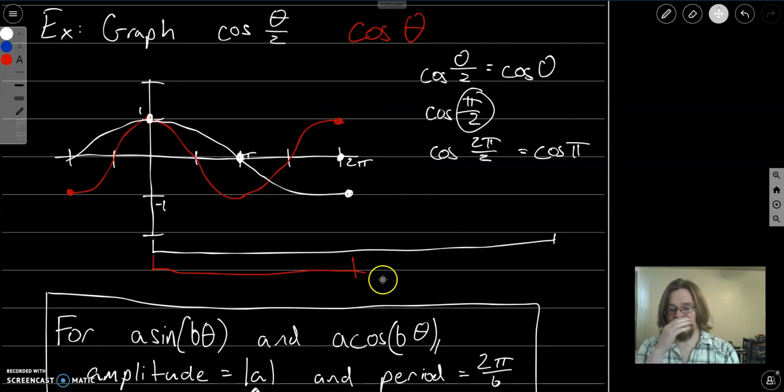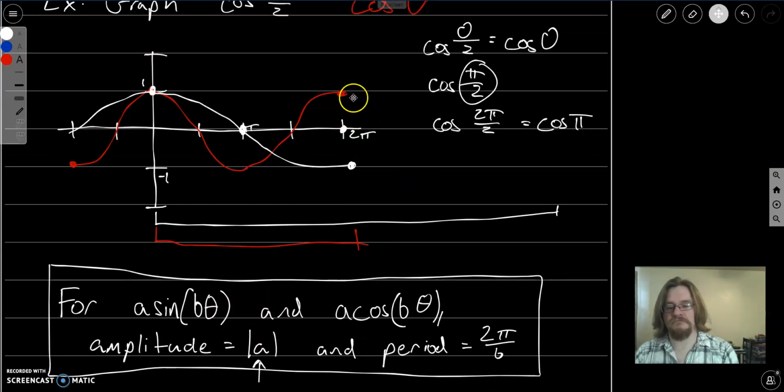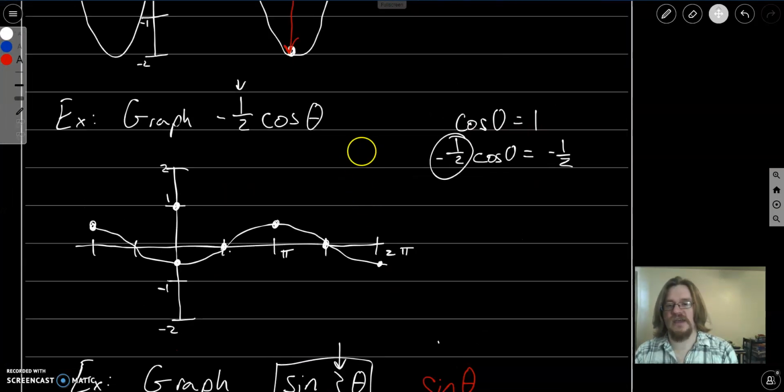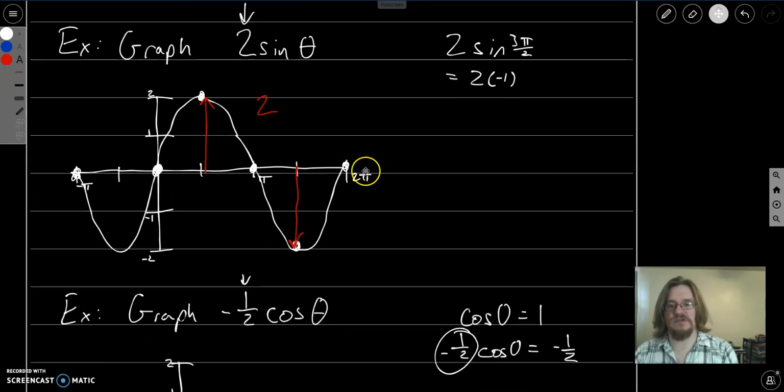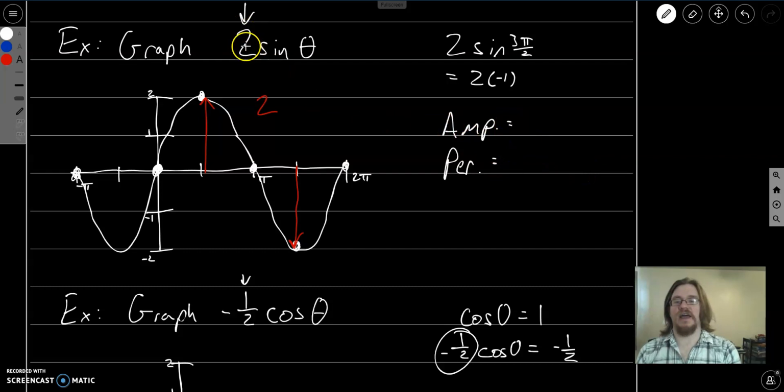So let's go through our examples up here and calculate what happens to their amplitude and period. So let me just abbreviate. So the amplitude and the period. So the amplitude, I have 2 sine theta, and I can just think of this as 1 times theta. So this is going to be 2, so the amplitude is going to be the absolute value of 2, which is 2. And we can see that. We go up 2 and we come down 2, so our amplitude is indeed 2.